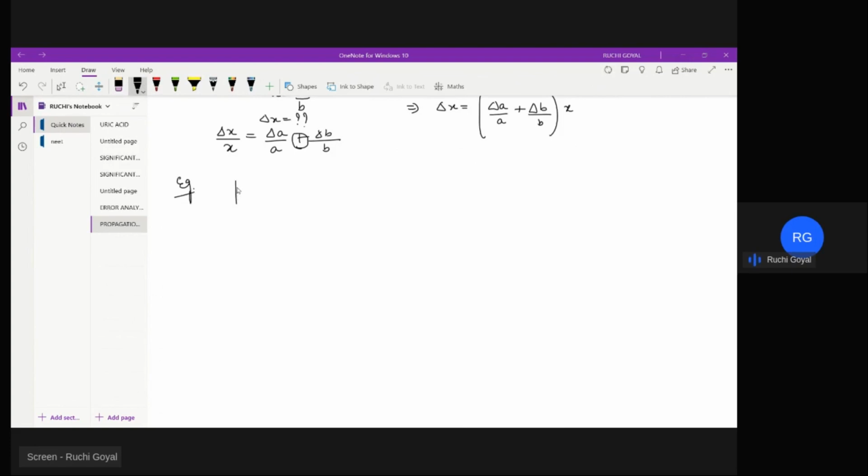So we can take one example on this as well. Suppose there is a rectangle. This is L, this is B. The values of length and breadth are given. L is, suppose, 3 plus minus 0.3 meters, and breadth is given to us as 2 plus minus 0.2 meters. You have to find the area.